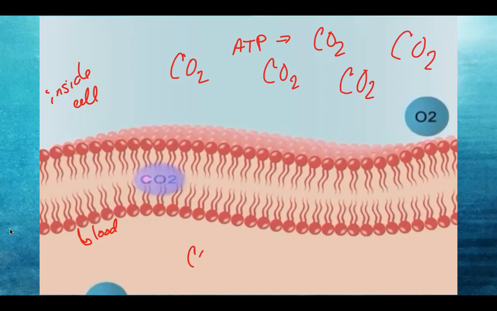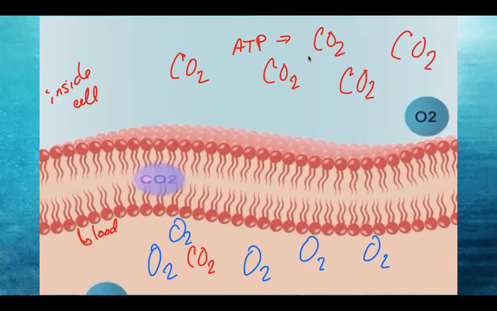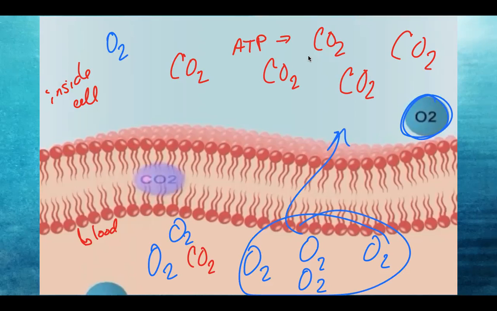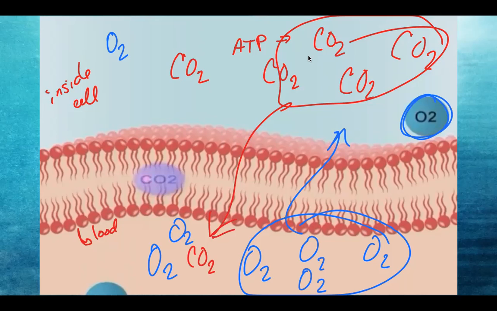You don't have a lot of carbon dioxide in the blood, but you do have a lot of oxygen. You do have a lot of oxygen, and you don't have a lot of oxygen inside the cell. So you have a natural gradient between the inside of your cell and the blood. So naturally, as the blood flows by the cell, oxygen is going to diffuse in and carbon dioxide is going to diffuse out just because of the difference in concentrations.